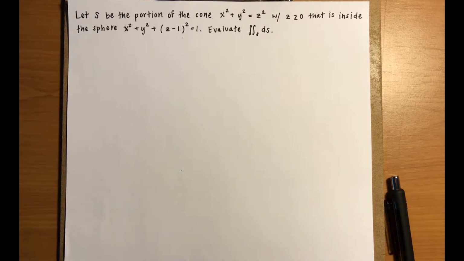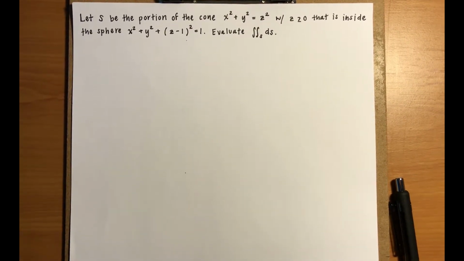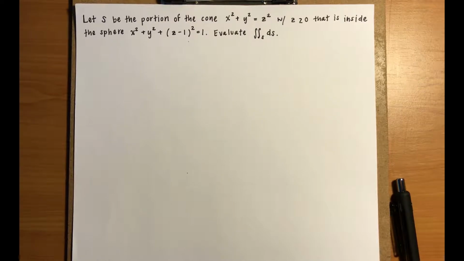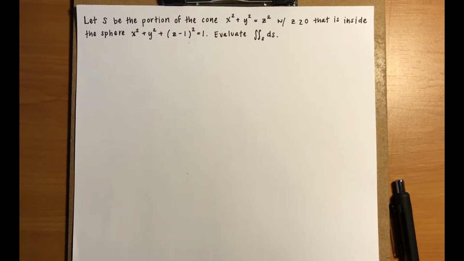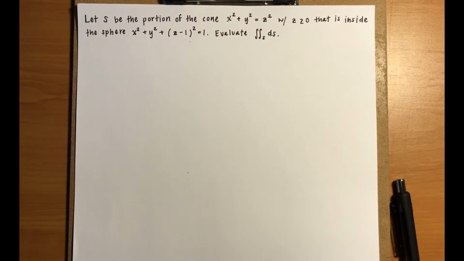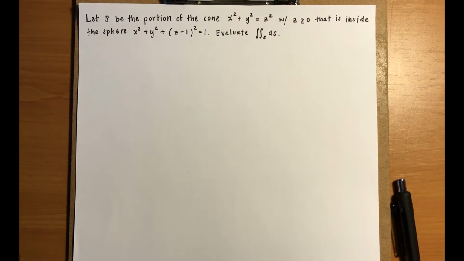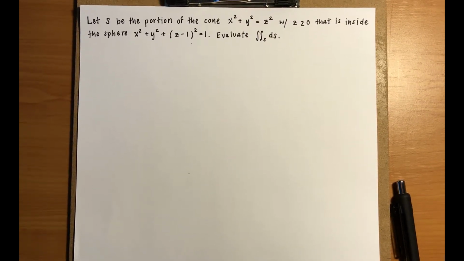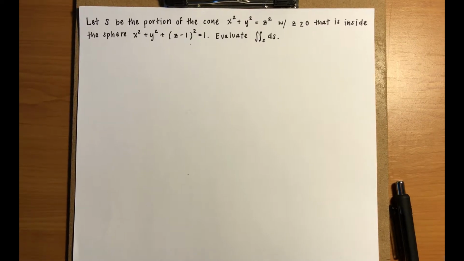Today we'll be going over a problem in vector calculus integration. The problem says: let S be the portion of the cone x squared plus y squared equals z squared, with z greater than or equal to 0, that is inside the sphere x squared plus y squared plus (z minus 1) squared equals 1, and we're evaluating a surface integral.